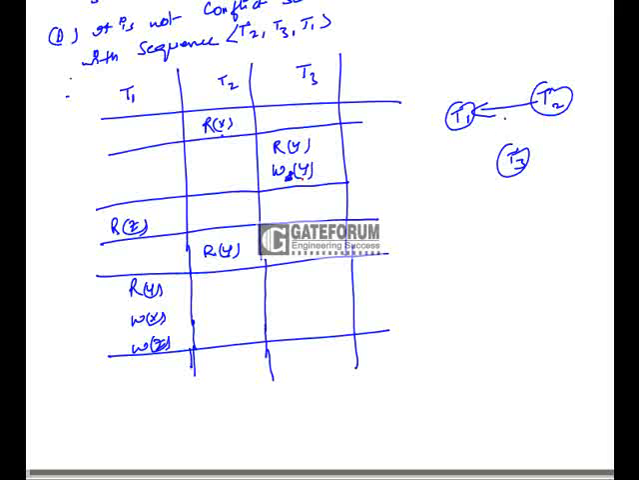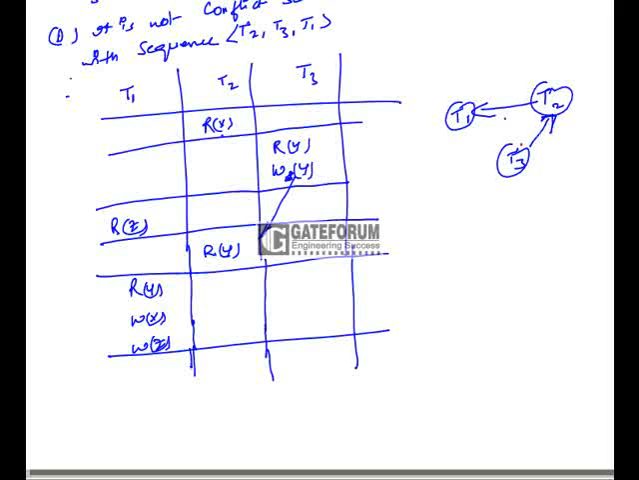And also there is one more pair of conflicting operations, that is these two are a conflicting pair: write action on Y by T3 and read action on Y by T2. So the order of these two actions should not be changed in the equivalent serial schedule. So there is an edge between T3 to T2.